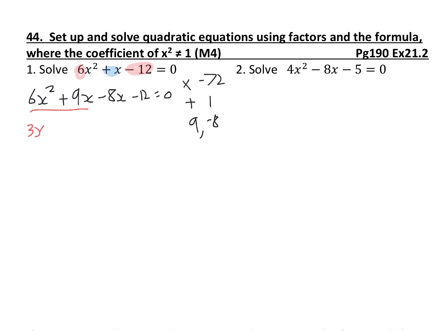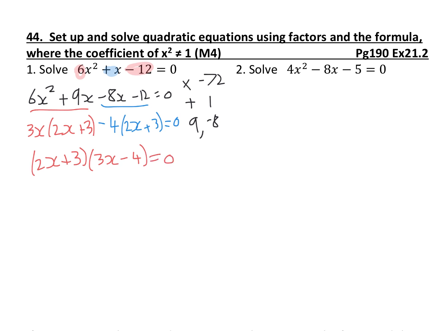Common factor will be 3x, and then 2x plus 3. And then factorize the second pair of terms, which is the minus 8x minus 12. Minus 4 is your common factor there, 2x plus 3. We then have the same bracket. So the 2x plus 3 is a common factor, so it can be one of the brackets, and the other bracket is what's outside, 3x minus 4. And that equals 0.